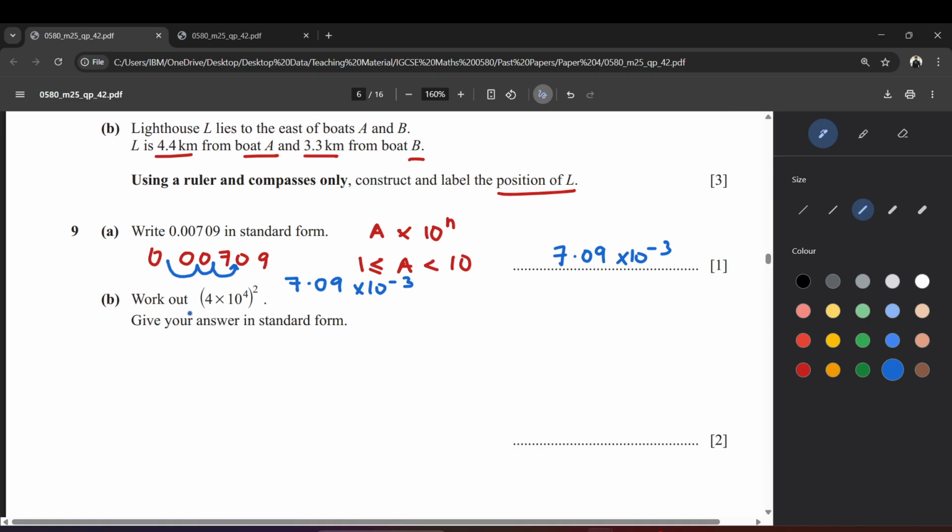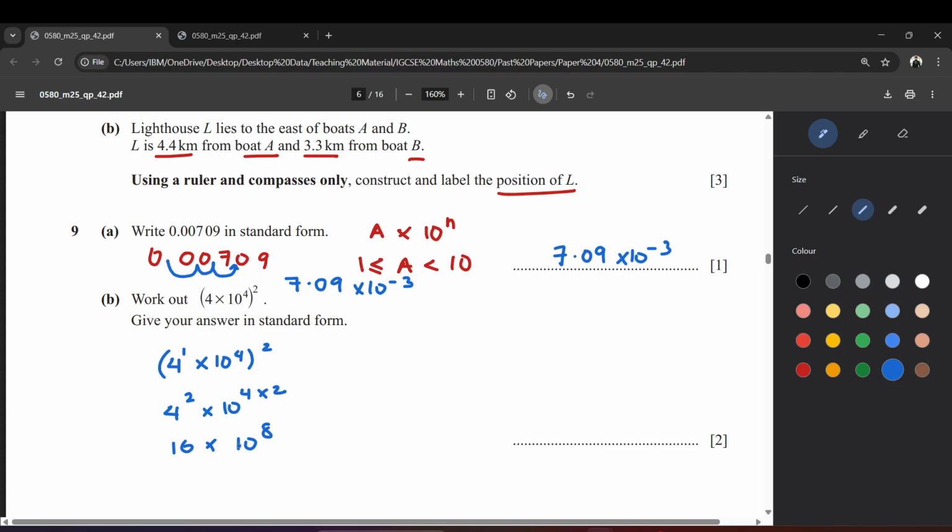Okay, part B, work out (4 into 10 to the power of 4) whole square. Now remember that if you have a power outside the bracket and a power inside the bracket, so here the power of 4 is 1, the power of 10 is 4. So these powers will multiply. So this becomes 4 squared and this becomes 10 to the power 4 times 2. So this will be 16 into 10 to the power of 8.